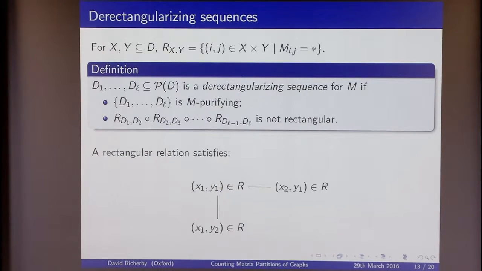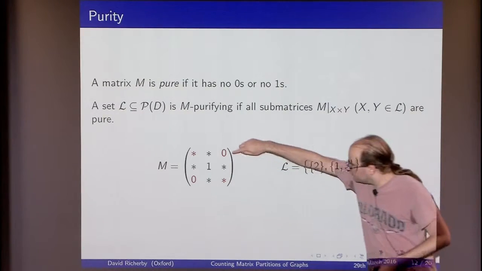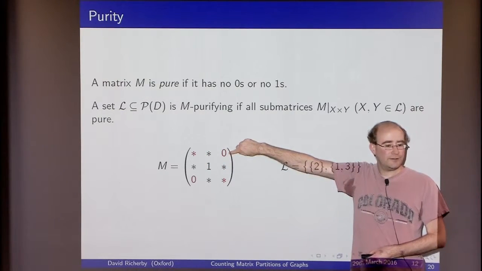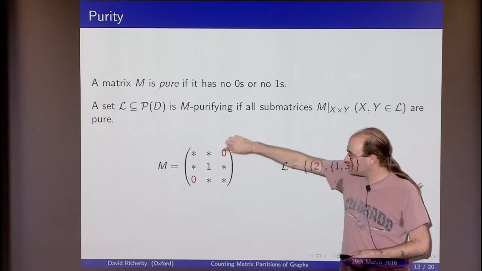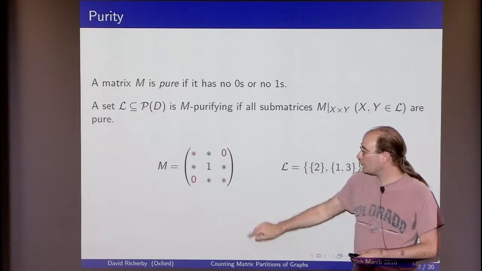Rectangular just means that whenever we have these three components in our relation, so x1, y1, x1, y2, and also x2, y1, then we've got to have the fourth corner of the rectangle. Okay. So if we just go back here, this relation here, the 2 by 2, is rectangular because we don't have stars on three of the four corners.